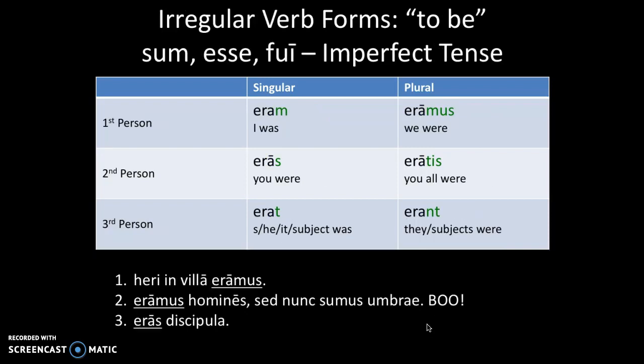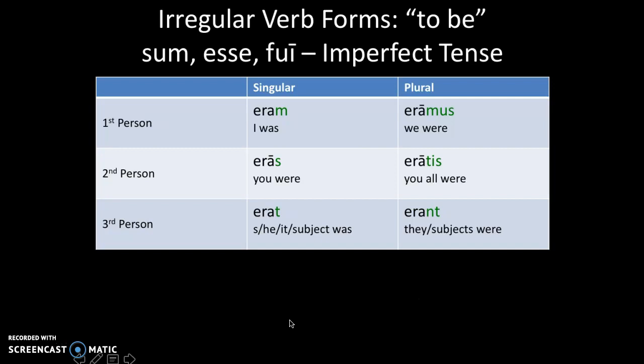Okay, so the irregular form "to be" also comes in the imperfect tense. Eram, eras, erat, eramus, eratis, erant. Copy down these 3 sentences and then we will discuss.